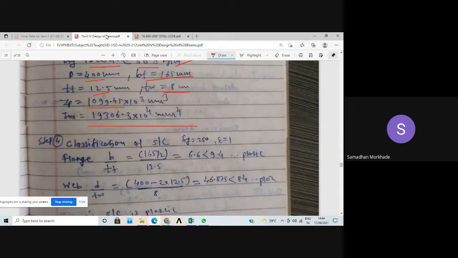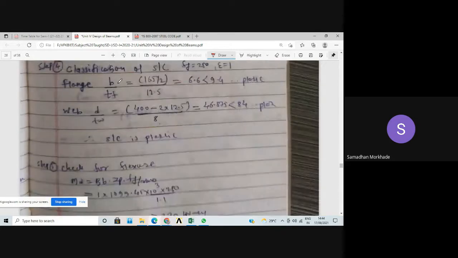Okay, and pick up the value of ZE from the steel table. Shape factor is 1.14, therefore ZP is equal to 1.14 into elastic section modulus. That way also possible. There will be very little change in the value. So you can calculate the ZP that way also.